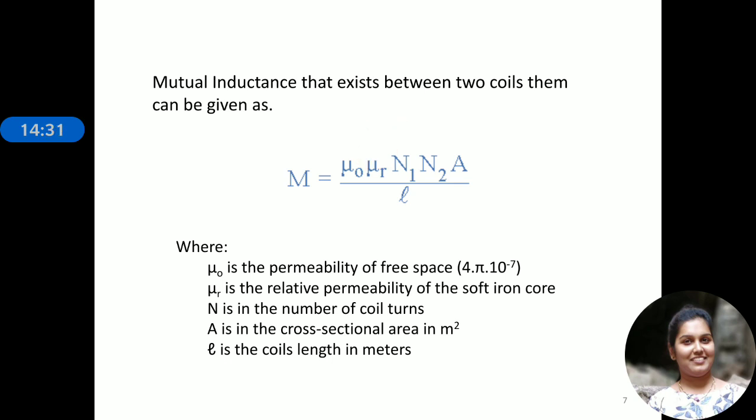The other point to be noted here is that mu r, the relative permeability, will vary according to the core material. As we were discussing in the previous video, inductors can be either air core, iron core, or ferrite core. Depending upon the core material, the relative permeability will vary. For each material, relative permeability will be a different value. So keeping those points in mind, you can choose the core material for the inductor.